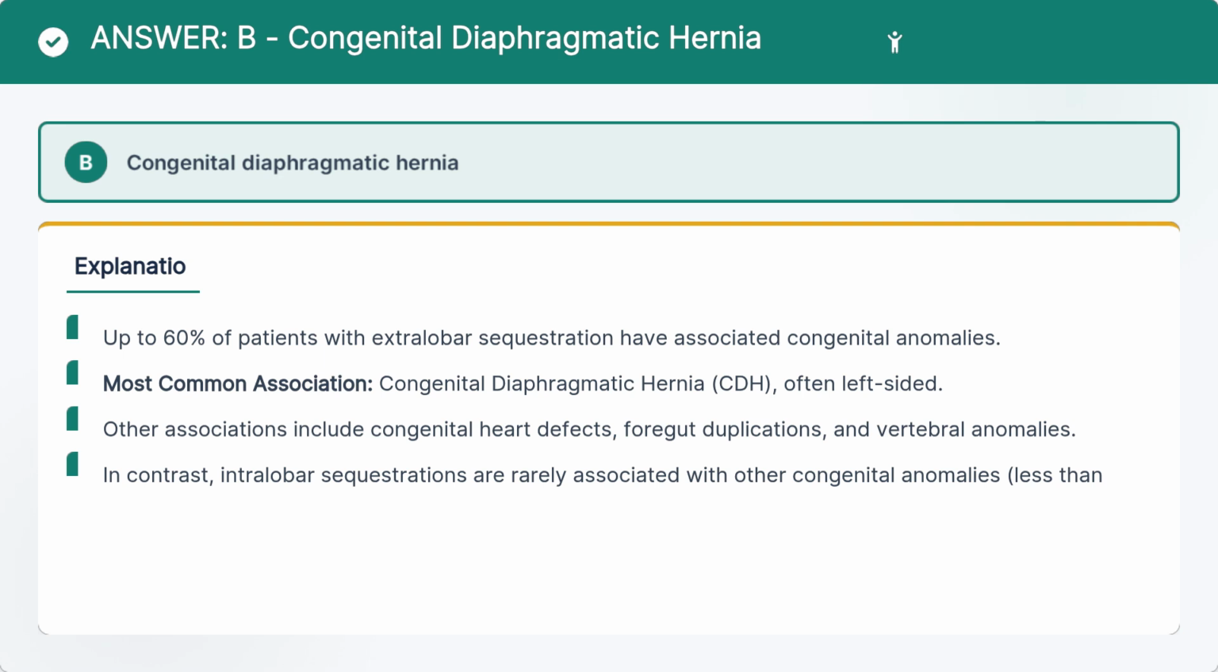Up to 60% of patients with extralobar sequestration have associated congenital anomalies, and congenital diaphragmatic hernia is by far the most common, often presenting as a left-sided defect. Both conditions involve abnormal formation of structures in the posterior thoracic and diaphragmatic region during early embryogenesis. The extralobar sequestration is frequently found adjacent to or within the hernia sac, so it can be missed if the team focuses only on repairing the diaphragm. Other associations include congenital heart defects, foregut duplications, and vertebral anomalies. In sharp contrast, intralobar sequestration is rarely associated with other congenital anomalies, occurring in less than 15% of cases.